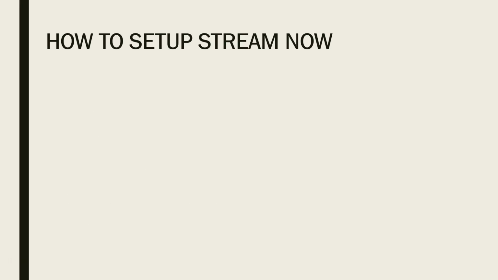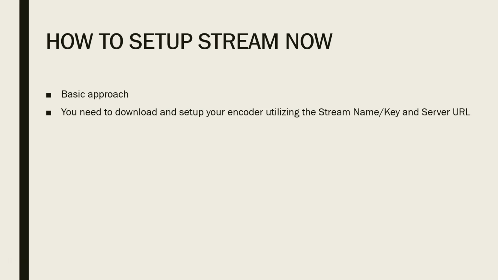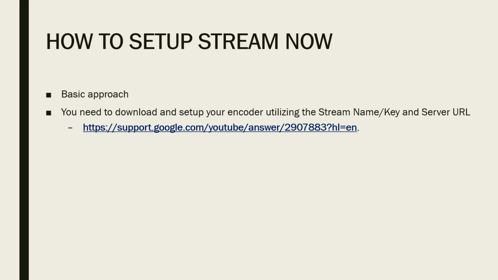So how to set up your stream now. The first option is the real basic approach. What you'll need to do is download and set up your encoder utilizing the stream name, key, and server URL. You can either go into YouTube and type in, how do I find the stream name and key, or you can go into YouTube's support, and if you go to this link that you see on your screen, that will also show you how to find that.